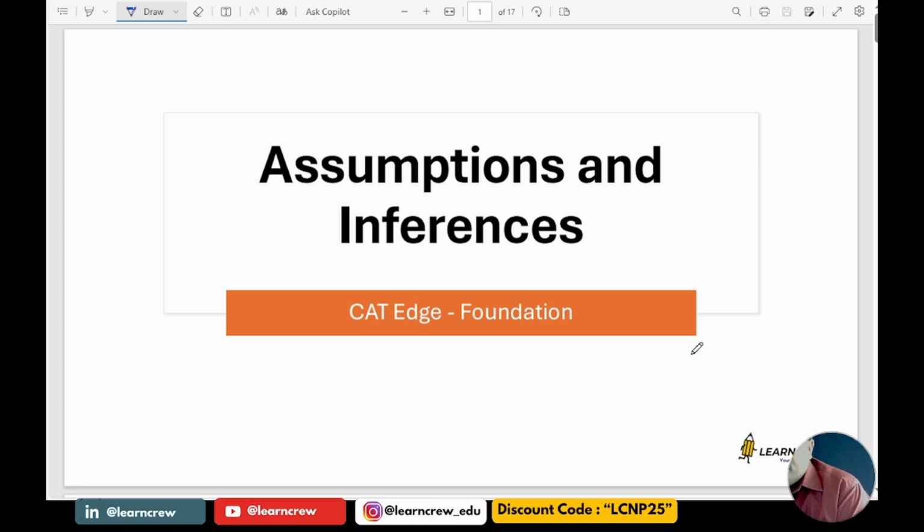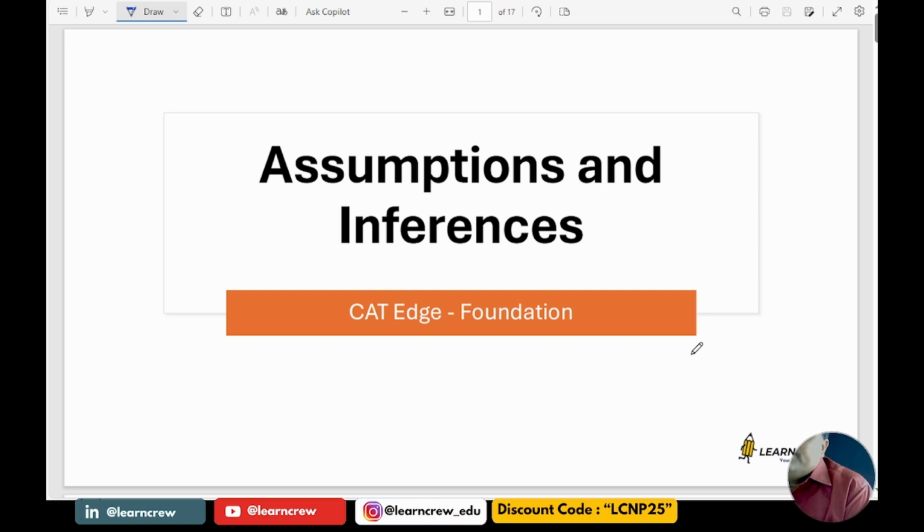Please see here, John is absent because he is sick. We have taken this as an assumption because it is an unstated premise, while the inference, John might be absent because of a family emergency, is a logical connection based on evidence. That is how you can differentiate assumption and inference.